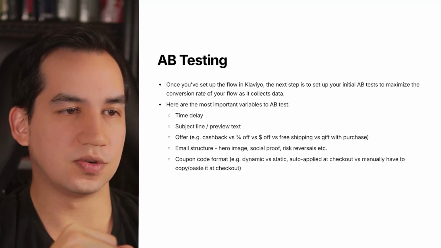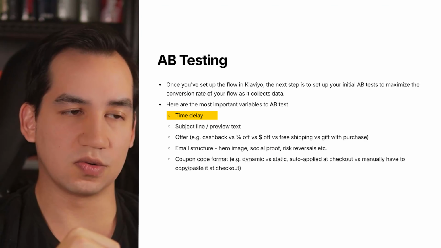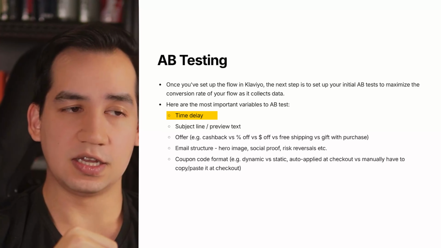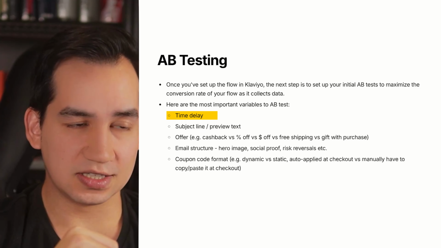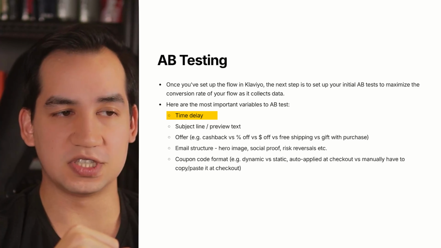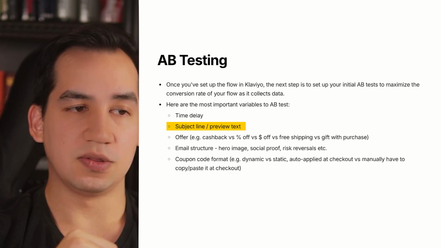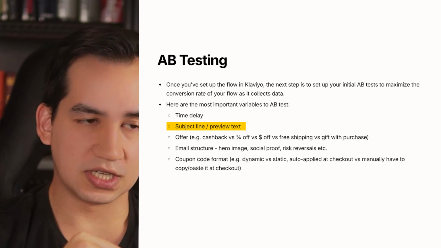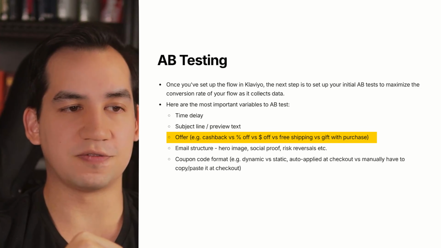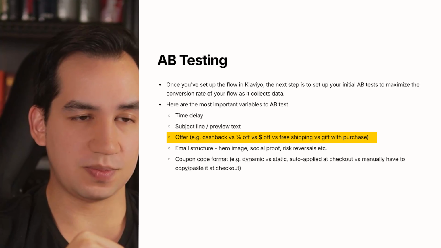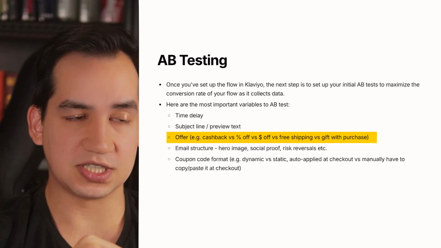All right, so the most important variables to A/B test are going to be time delay, how quickly does it send the first email after the flow is triggered, subject line and preview text, and the offer, whether it's percentage off, cashback using the Fondue app, dollar off, free shipping, or gift with purchase. You want to be testing those out.